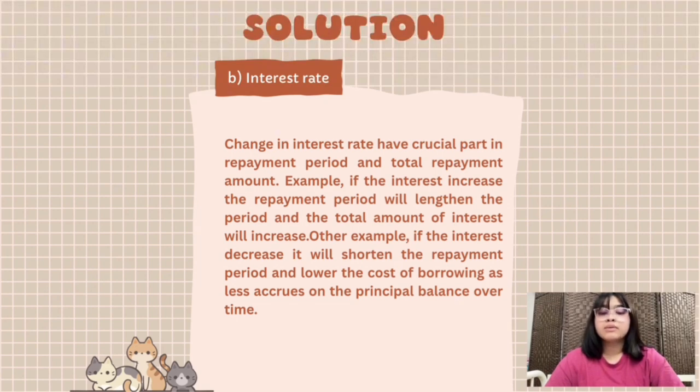The solution for question 5B is that a change in the interest rate plays a crucial part in the repayment period and total repayment amount. For example, if the interest rate increases, the repayment period will lengthen and the total amount of interest will increase. Another example, if the interest rate decreases, it will shorten the repayment period and lower the cost of borrowing, as less interest accrues on the principal balance over time.